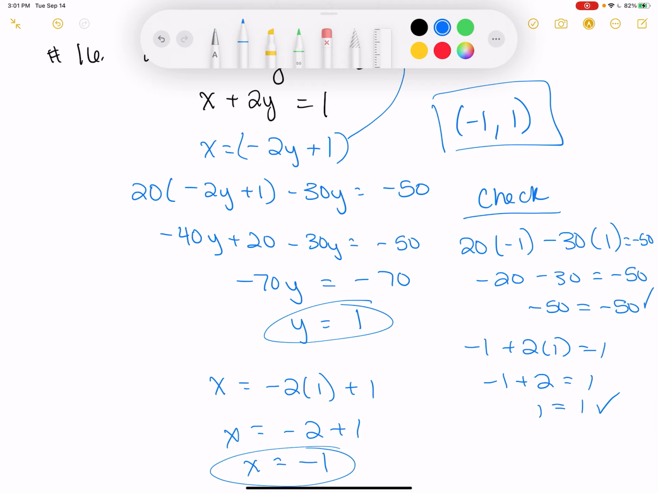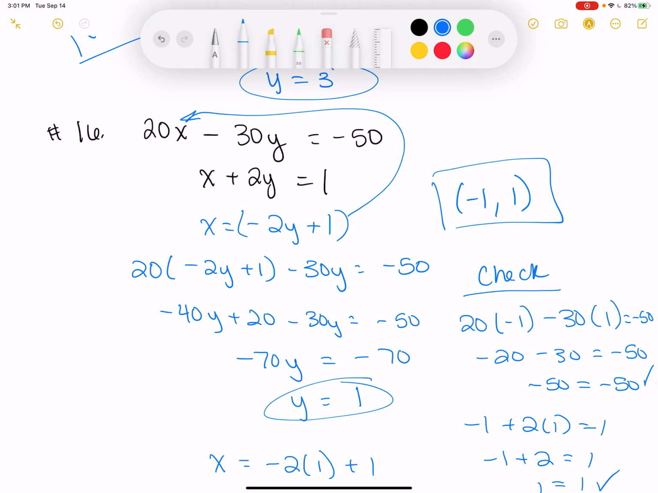Okay, do we have any questions about this? I'm still trying to figure out the whole process of it. I'm still kind of stuck. All right, so to start with, I had to get x by itself. So to get x by itself, I subtracted 2y.